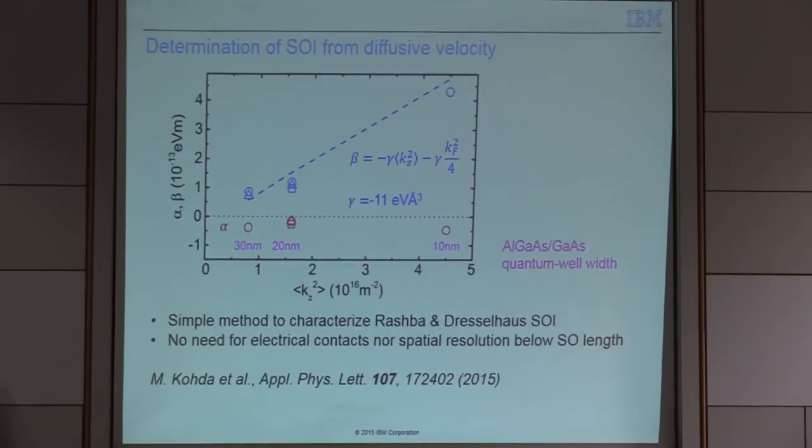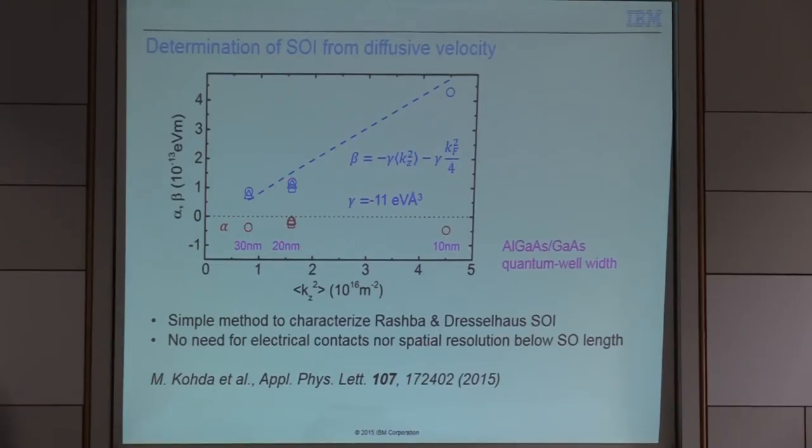You see here the results of a series of measurements on three samples. These are quantum well samples of different width. There we expect that the linear Dresselhaus spin-orbit interaction scales with the expectation value of the square of the wave number along the z direction. And you see that this is more or less the case. And because these samples were symmetrically doped, we expect a small Rashba spin-orbit interaction, which you also see.